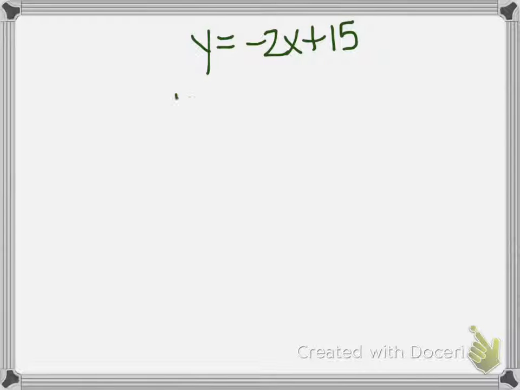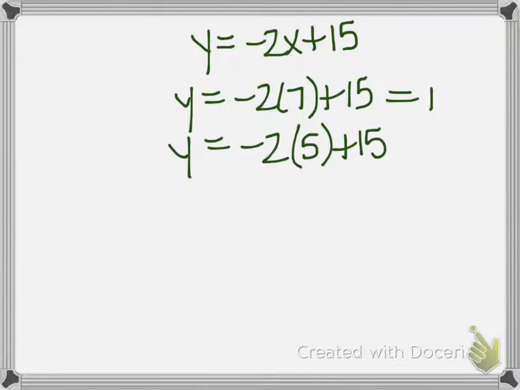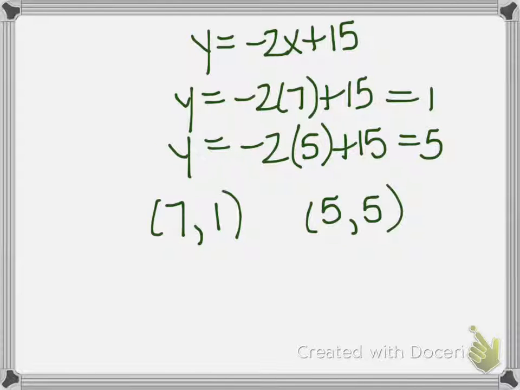I'm going to first plug in 7, negative 2 times 7 plus 15 should give me positive 1. Plugging in 5, I get an answer of 5. So if I look back at what my x's were, when I plugged in 7, I got an answer of 1. And when I plugged in 5, I got an answer of 5. And so those are my two solutions to my system of equations.